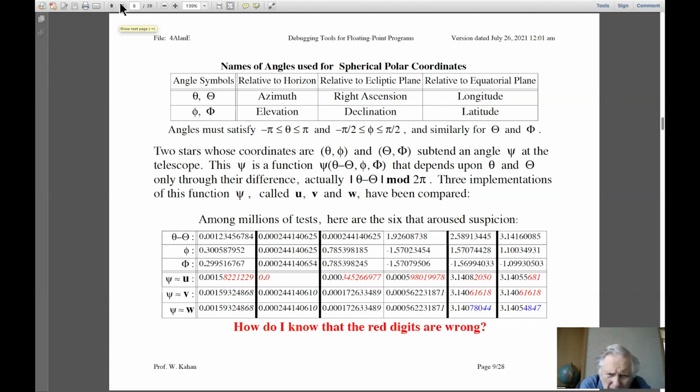And the 3 different ways sometimes disagree. And you can look at the red digits. They turn out to be wrong. And the question is, how do I know which digits are wrong?